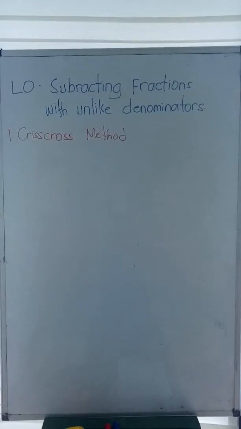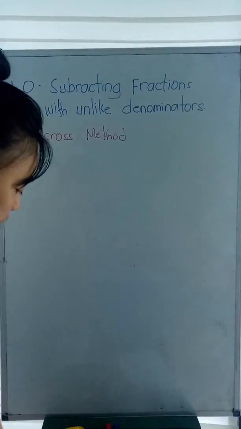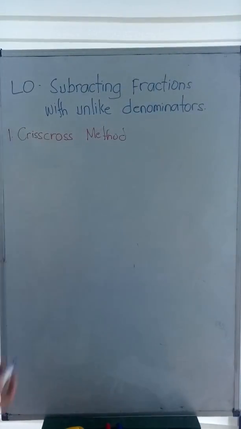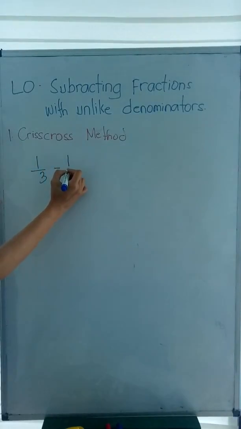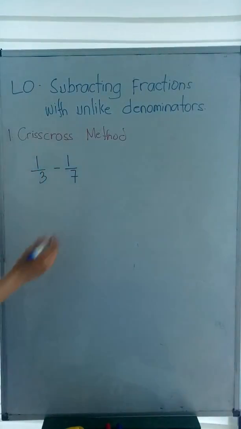Okay, so we start with the crisscross method. The same like in our addition, we are going to do that with our subtraction. Okay, I'll give an example. We have, let's say, 1/3 minus 1/7. In this fraction, we have different denominators. We have 3 and 7.